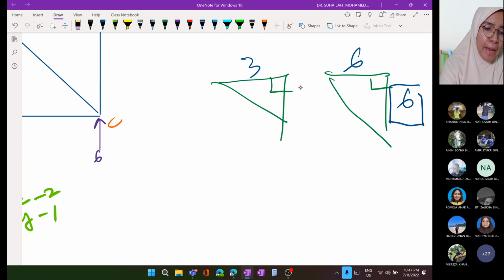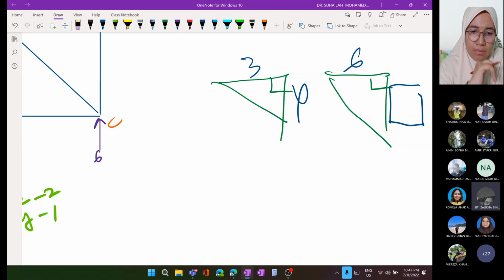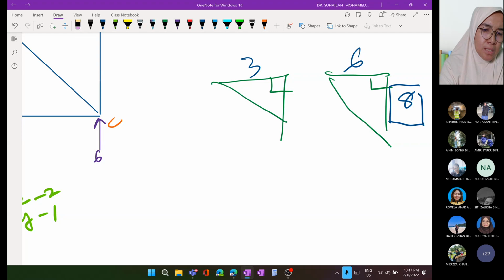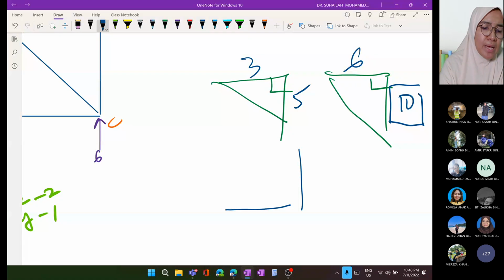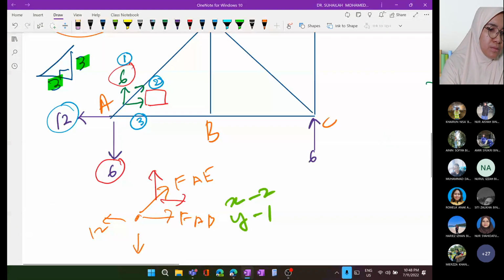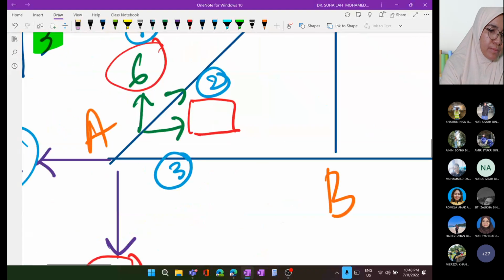Kalau 3 dengan 4, sini berapa? 8. Kalau 3 dengan 5, sini berapa? 10. Okay, 10. Trigonometry vector ni dia based on trigonometry. That's why you kena tengok dia punya length AB tu dengan dia punya height. Okay? So this is 6. This is 6.